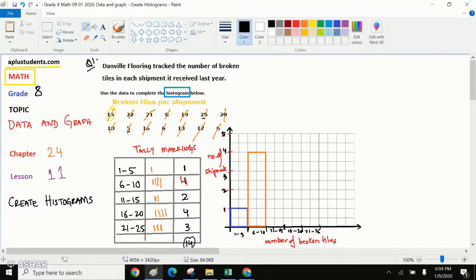Okay. Then we have 11 to 15. 11 to 15 was 2. So from 11 to 15, this was 2. And 16 to 20, it was 4. And 21 to 25, it was 3. Agreed.